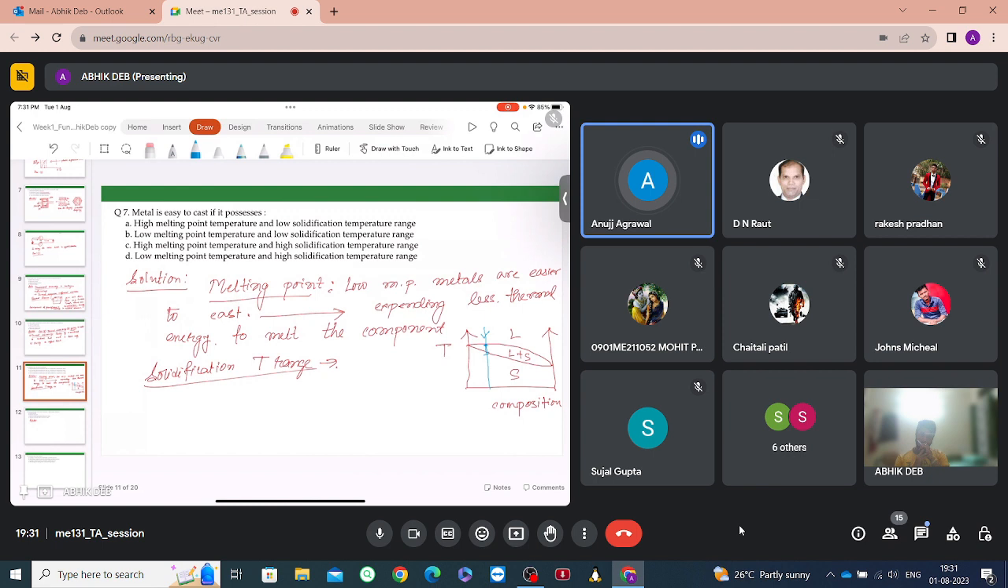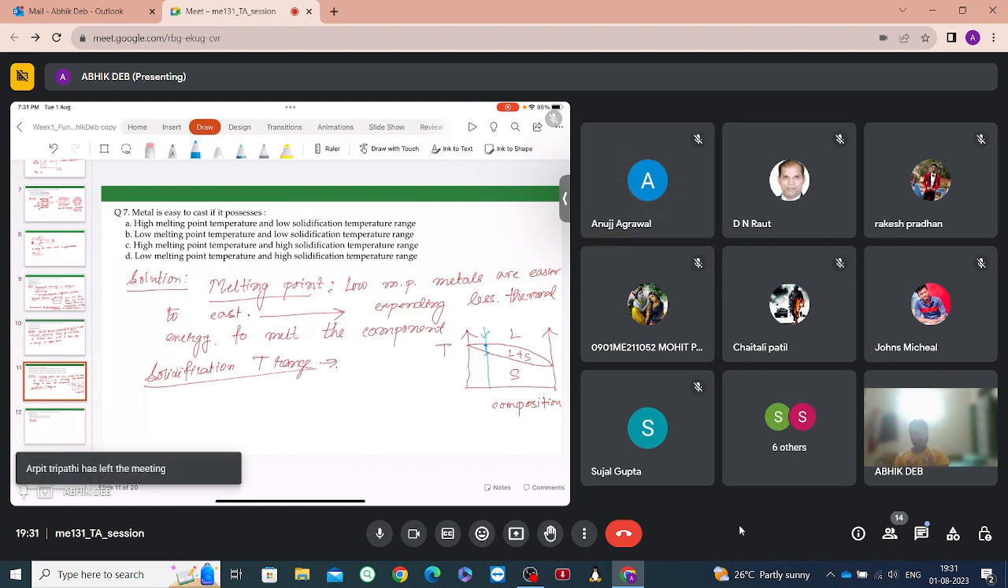Sir, repeat the question. For a high solidification temperature range, what will be the effect during a casting process? What will be the effect of a high or a low solidification temperature range in a casting process? Any idea from this diagram? Can you say what is the possibility?